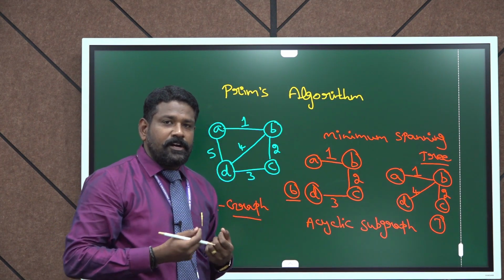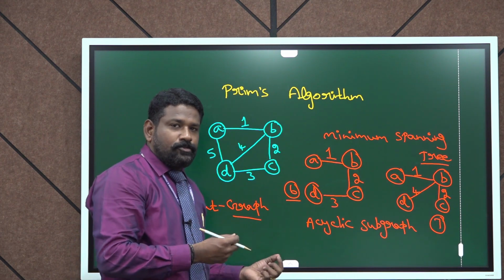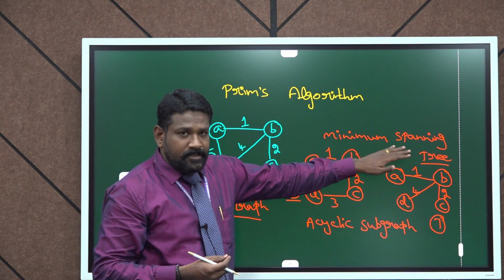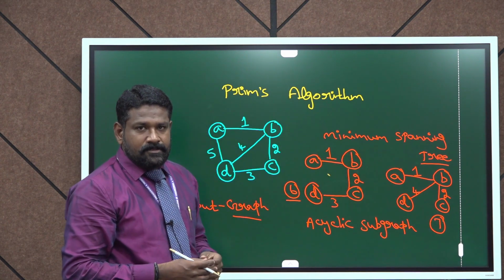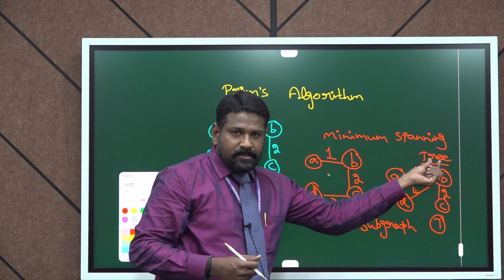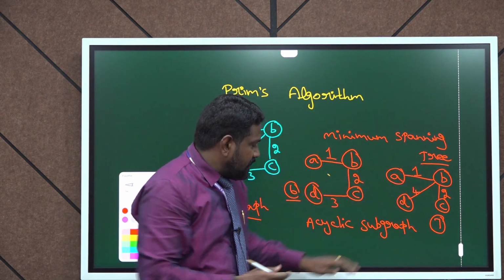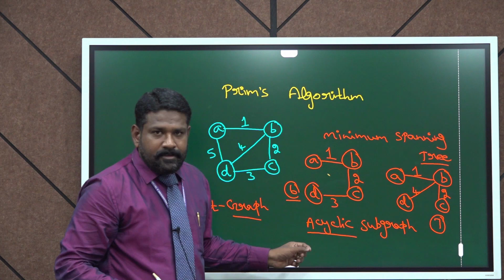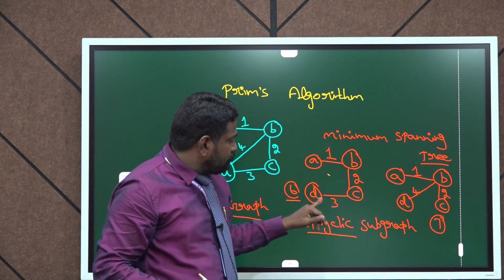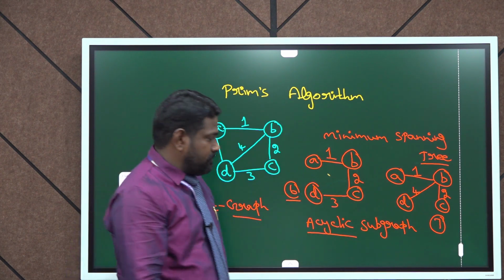If you try out all the possibilities, that comes under the brute force technique. So we use the greedy technique to find the minimum spanning tree by using Prim's algorithm. Hope you understand the difference between a graph and a minimum spanning tree. In a graph, all the vertices are connected. The spanning tree is an acyclic subgraph in which all the vertices are connected and, if we sum up the values, it should be the minimum value. For a graph there are n number of spanning trees possible.